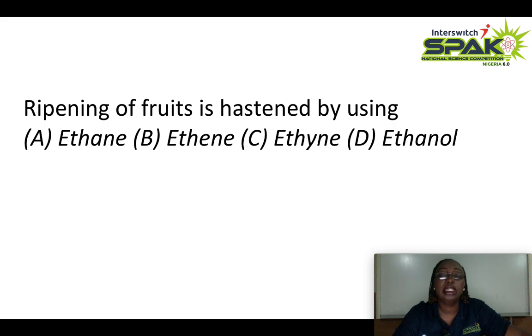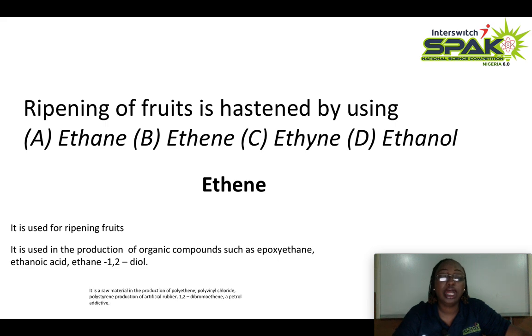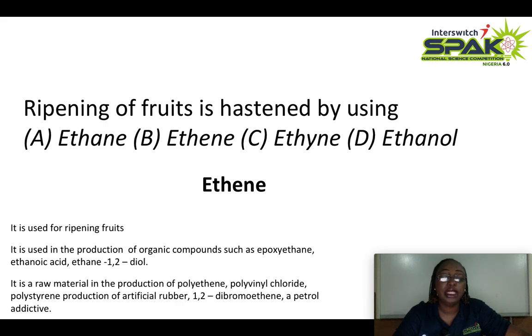Ripening of fruit is hastened by using. If you look at your options, which of them is used in ripening of fruits? The answer is ethene. Ethene is used in ripening of fruits, and it has a lot of uses. It is also used to produce organic compounds such as epoxyethane, ethanoic acid, ethane 1,2-diol. It's also a raw material in the production of polyethylene, polyvinyl chloride, polystyrene, artificial rubber, and 1,2-dibromoethane, which is a petrol additive.